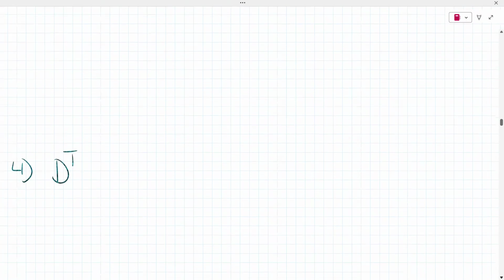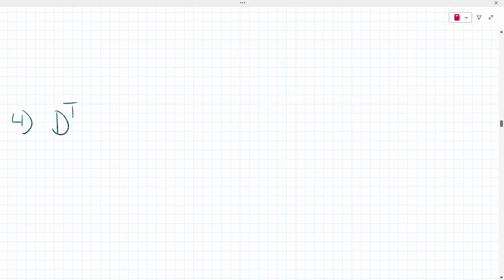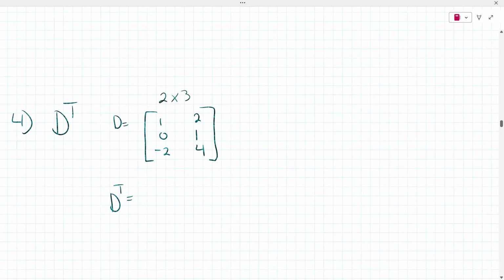Okay, number 4. What about D and the transpose? So what was matrix D? It was a 3 by 2, right? It was 1, 0, negative 2, 2, 1, 4. So D transpose is this. So basically, this was a 3 by 2. So you just switch the order. You switch the rows and the columns. So now it's going to be a 2 by 3.